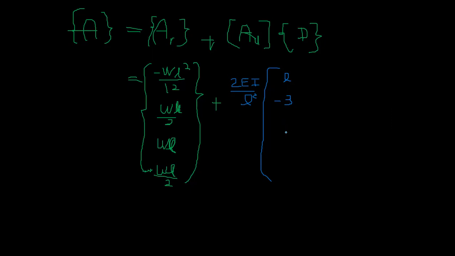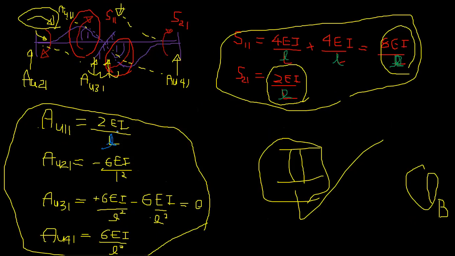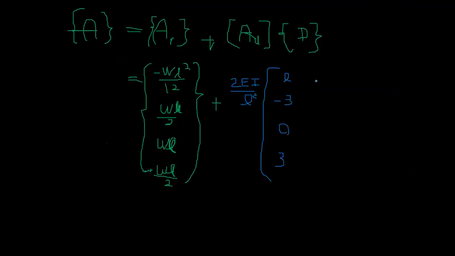The third one was 0. The fourth one was plus 3. Is it correct? Here it is 6 EI over L squared. So that means you should multiply it by L. So you take it out. It's minus 3. Here it is 0. Here it is plus 3. So here it is 0 and 0. Here it's minus 3 and plus 3. Here it is 0 and 0, minus 3, plus 3.